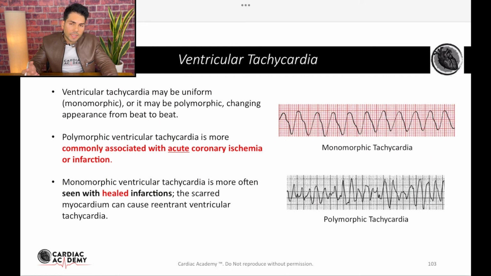So here we have the examples. We have monomorphic V.Tach. So we can see how the shape does not vary much. That's why it's monomorphic. And compare that to the second example, polymorphic V.Tach, where each wave looks very different from the previous one. So that's polymorphic V.Tach, okay? So monomorphic is mostly seen in scar tissue. Basically, old infarcts will cause monomorphic because now it's more difficult for that depolarization to flow. Now, polymorphic V.Tach is more dangerous, and often you will see it more in acute MIs, okay?